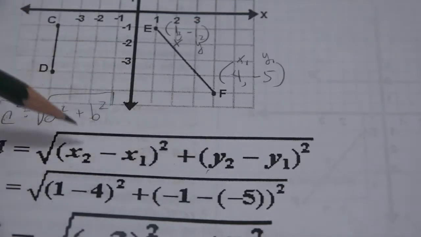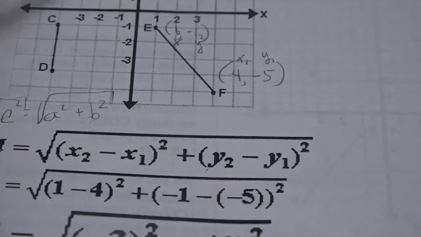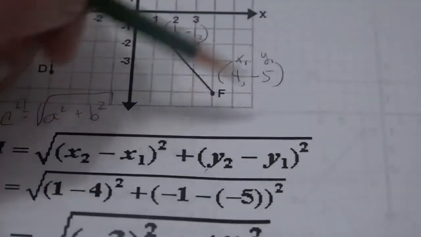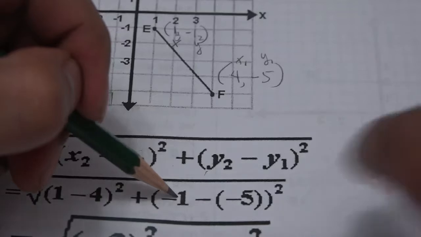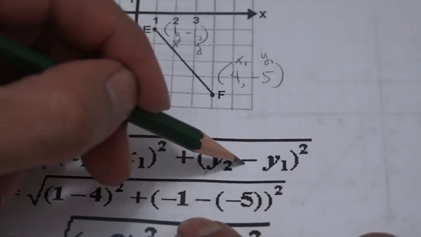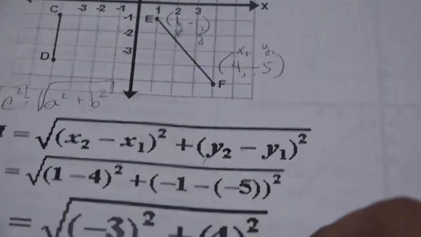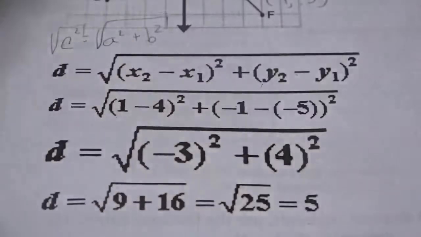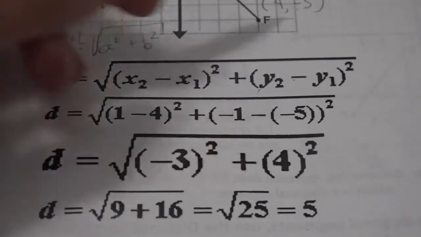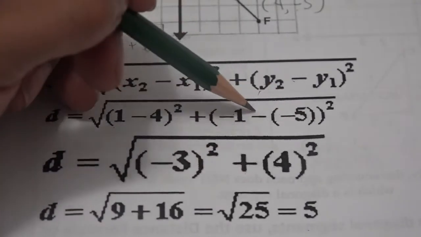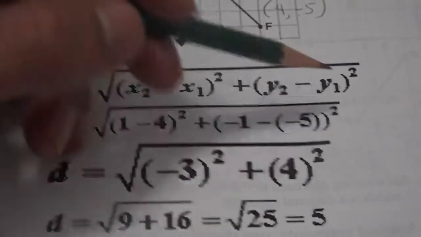Remember something, you've been doing this all along. The difference in x's and difference in y's is like when you were doing the slope formula. But anyway, this is different. So y2 minus y1. y2, which is -1, minus the other y component, which is -5. And then square. And then just do third grade math. So 1 minus 4 is -3, squared. Plus -1 minus -5. Minus a negative means positive. So -1 plus 5 is 4.